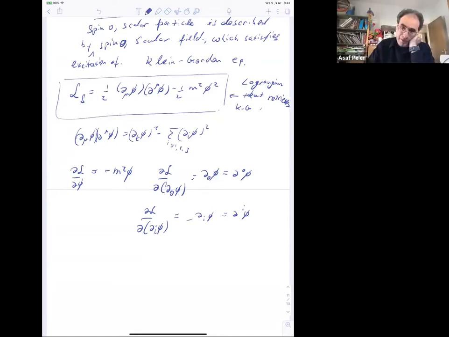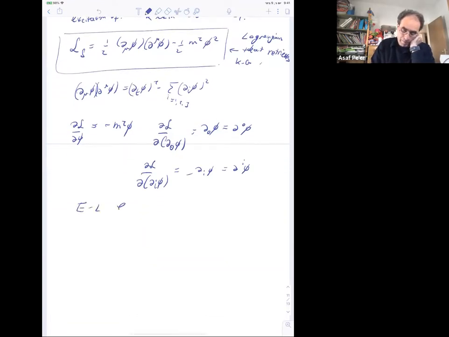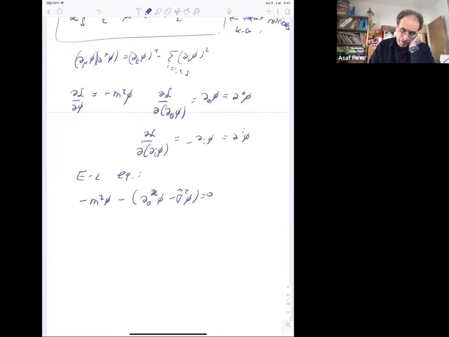Now here we do have a minus in the metric. When we raise the index, I get this extra minus. So the Euler Lagrange equation gives minus m squared phi minus d_0 squared phi plus the Laplacian of phi is equal to 0, which is equivalent to writing d mu d mu phi plus m squared phi is equal to 0, which is of course the Klein-Gordon equation.